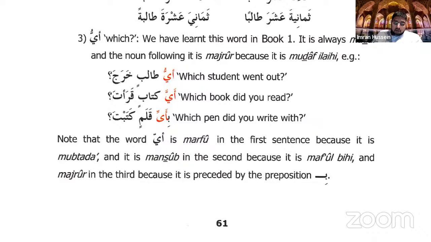Ayyu qalamin. Which pen? The dhamma is changing to a kasra because of ba, which is a harf jar, and it doesn't get a tanween because it's mudaf. So whenever a noun is mudaf, it never takes a tanween. So bi'ayyi is mudaf, qalamin is mudaf ilayh, and katabta is fi'l madhi, and anta is the fa'il.